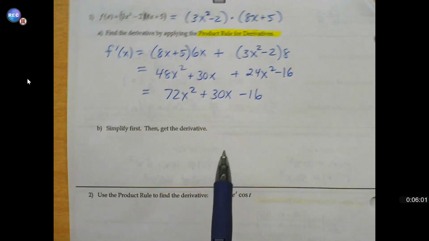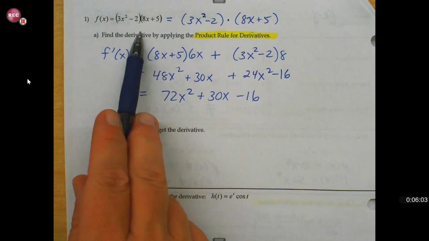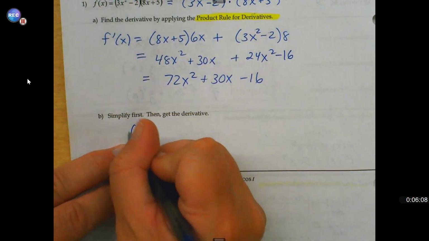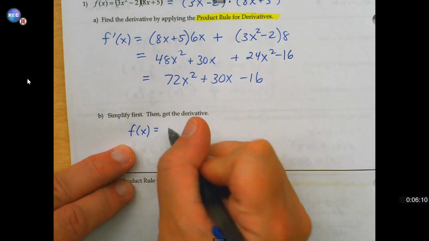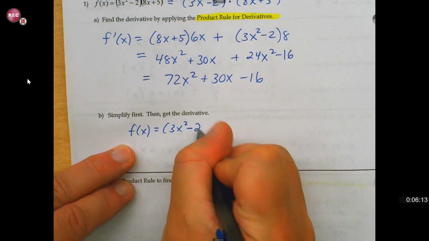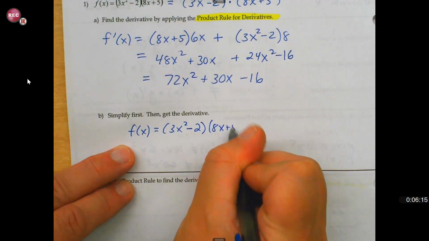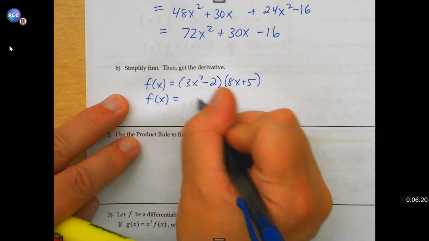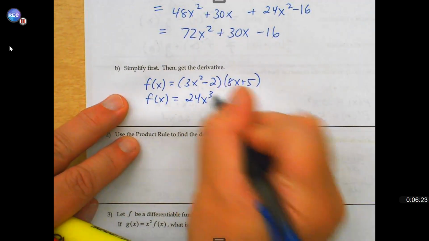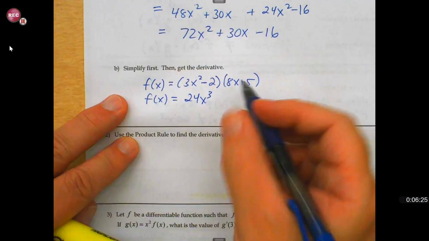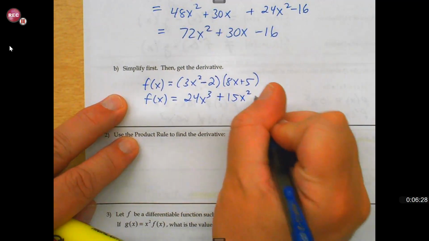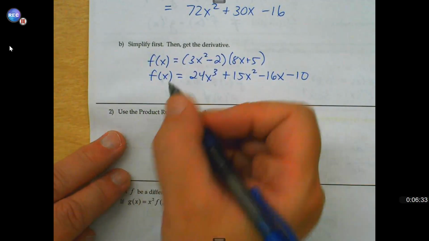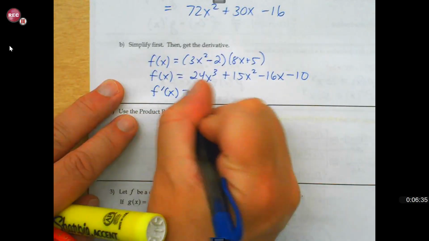Now, we have the option to multiply the binomials together first, then find the derivative. That shouldn't be a problem. So if I just keep this f of x equals 3x squared minus 2 times 8x plus 5, and then I FOIL that out, we're going to get 24x cubed plus 15x squared minus 16x minus 10. And now that I rewrote it, I can then just get the derivative of each term one at a time.